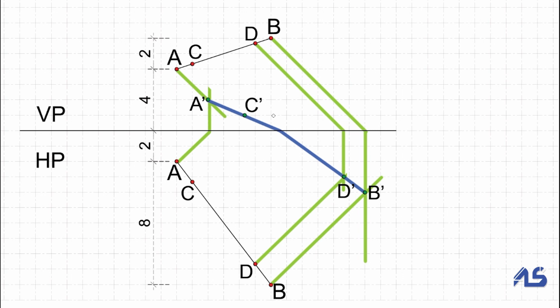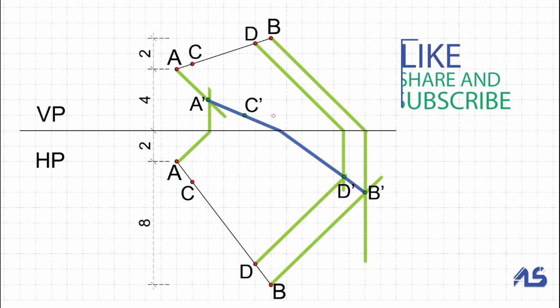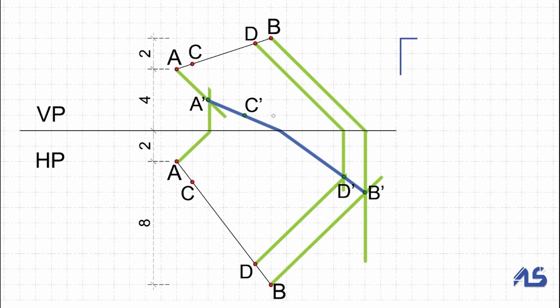and then from this reference line another horizontal plane is there, so the shadow will be casting on that plane also from that reference line at that point to B dash, which is on the HP. So that's why I need to travel A dash to C dash, then to B dash, or B dash to D dash, then to A dash. It can never be A dash to B dash directly, because in that case we will not be traveling in any of the planes, we will be traveling in the space bound between those planes.